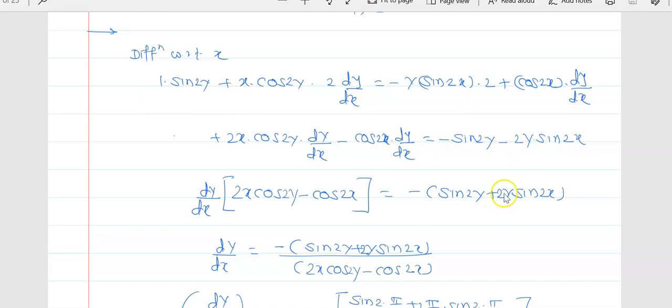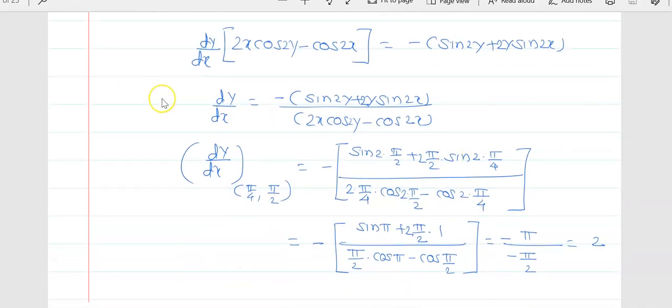If you take the minus sign common, therefore you will get dy by dx is equal to minus in bracket sine 2y plus 2y sine 2x upon 2x cos of 2y minus cos 2x, at the point pi by 4 and pi by 2. If we substitute it, then you will get sine of 2 into pi by 2 plus 2 into pi by 2 into sine of 2 into pi by 4, whole divided by 2 into pi by 4 into cos of 2 into pi by 2 minus cos of 2 into pi by 4.